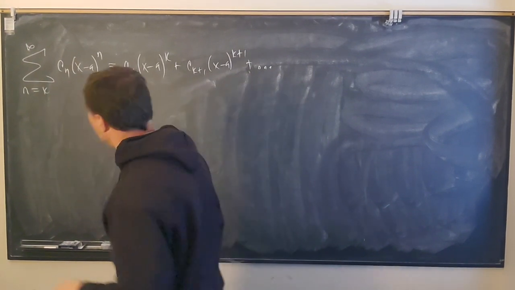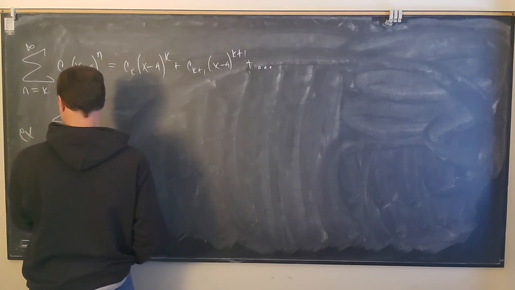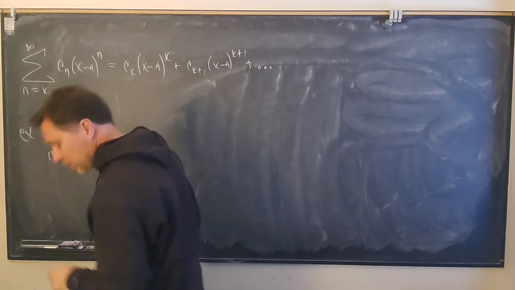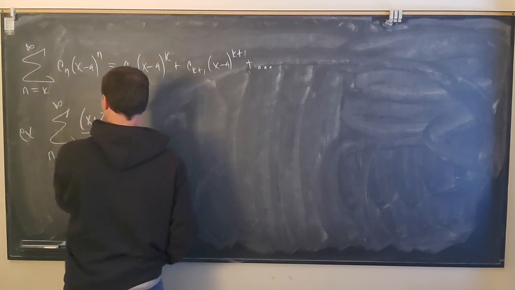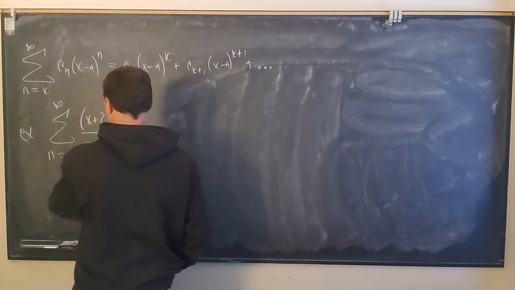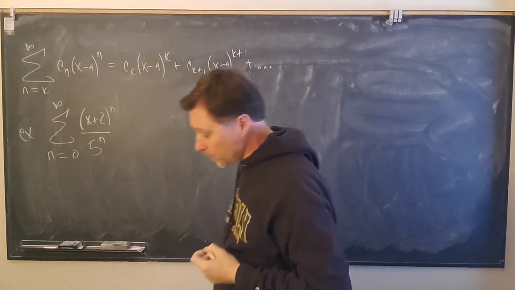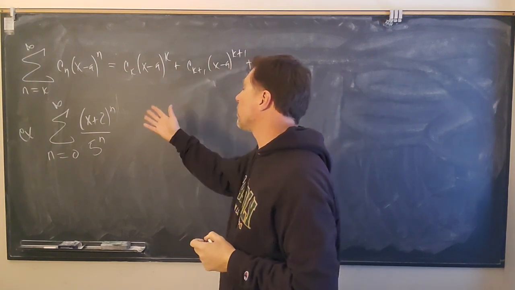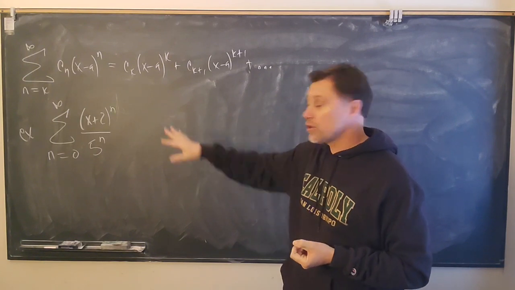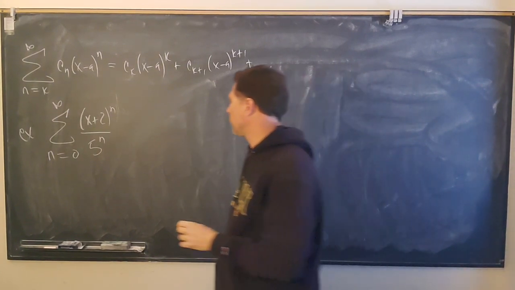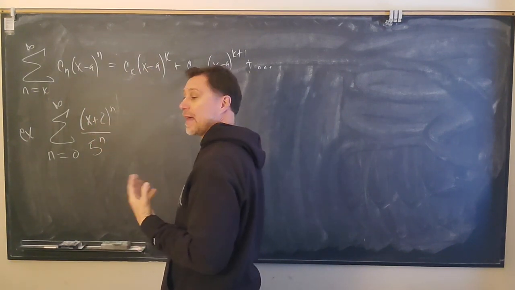So let me do this example right here, just to remind us. This one goes like this: sum n equals 0 to infinity, (x plus 2) to the n over 5 to the n. Now here's our power series. You could use either the root test or the ratio test. I am in the habit of just using the ratio test, but you could also use the root test on this one. I'm just going to go with the ratio test, but what I want to do is find both the radius and the interval of convergence.